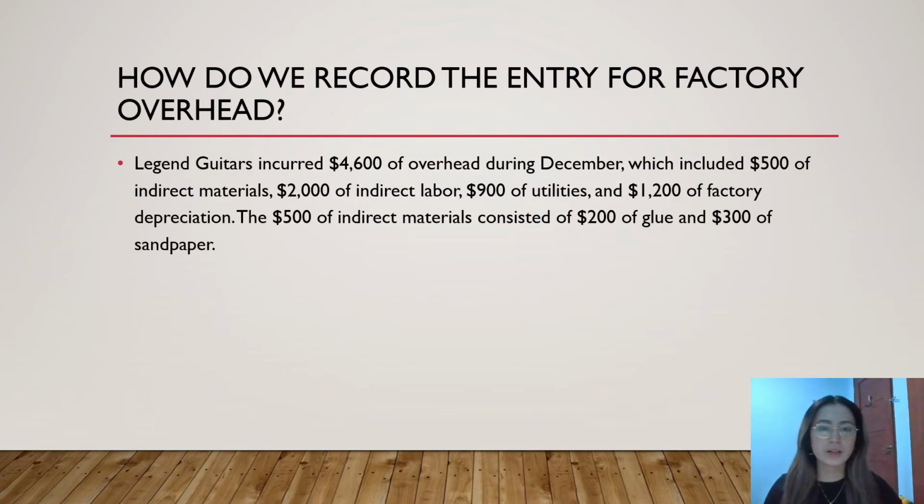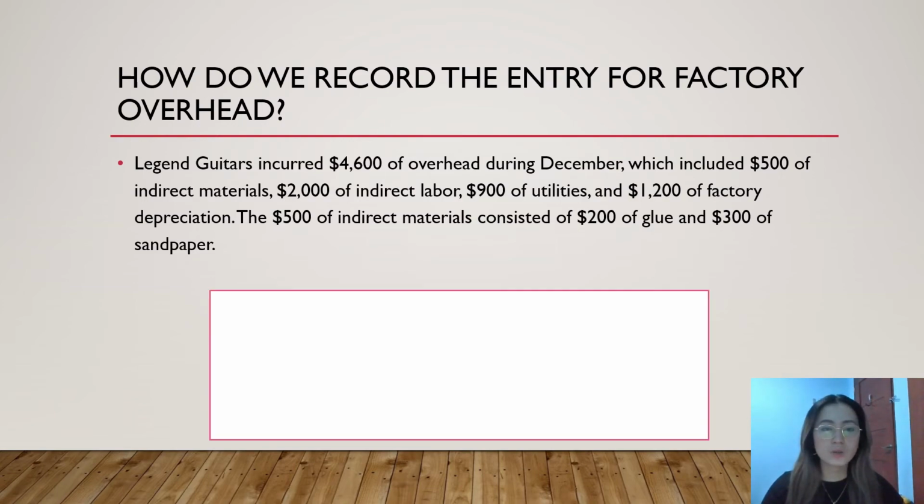So how do we record the entry for factory overhead? To illustrate this one, Legend Guitars incurred 4,600 of overhead during December, which included 500 of indirect materials, 2,000 of indirect labor, 900 of utilities, and 1,200 of factory depreciation. The 500 of indirect materials consisted of 200 of glue and 300 of sandpaper.